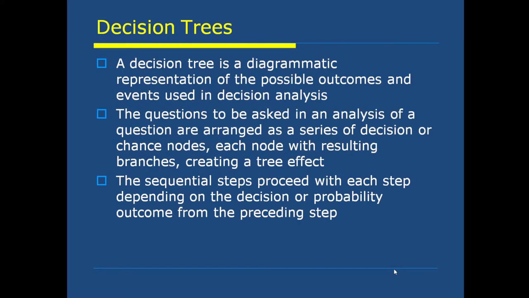A decision tree is a diagrammatic representation of the possible outcomes and events used in decision analysis. The questions to be asked in analysis of the question are arranged as a series of decision or chance nodes, each node with resulting branches, creating a tree effect. The sequential steps proceed with each step depending on the decision or probability outcome from the preceding step.